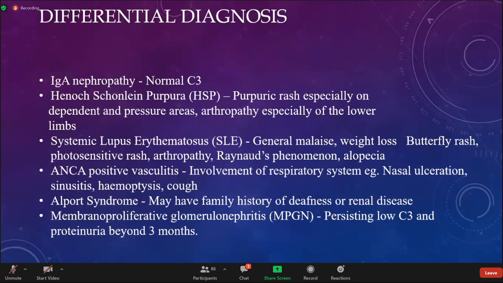I said that they can present as nephritic syndrome. Therefore, there are other conditions also which can present as nephritic syndrome: IgA nephropathy, Henoch-Schönlein purpura, systemic lupus erythematosus, ANCA-positive vasculitis, Alport syndrome, and membranoproliferative glomerulonephritis. They all can present as nephritic syndrome. That's why our clinical history, examination, and basic investigations are vital in managing these children.